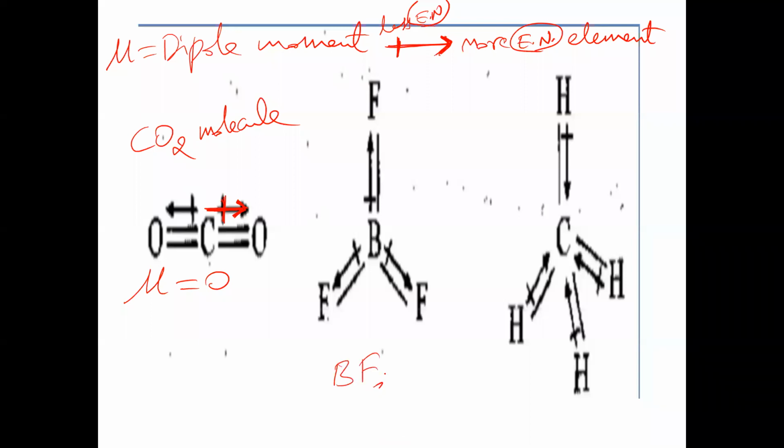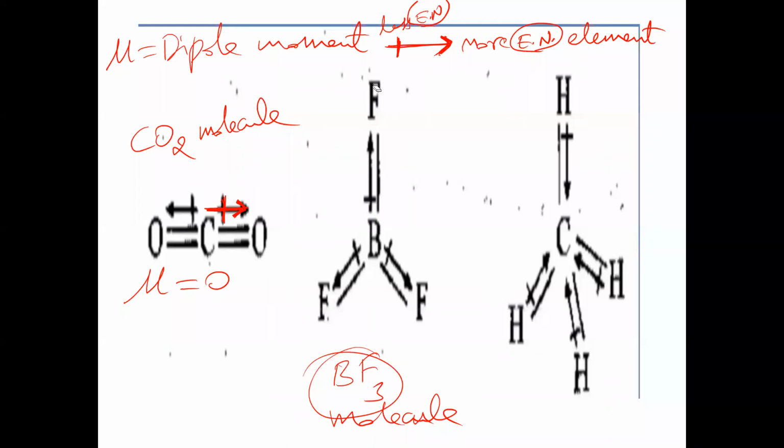Boron trifluoride molecule. So this boron trifluoride molecule has how many boron-fluorine bonds? 3 bonds. It is boron-fluorine bond, boron-fluorine, boron-fluorine. So 3 bonds are there here.